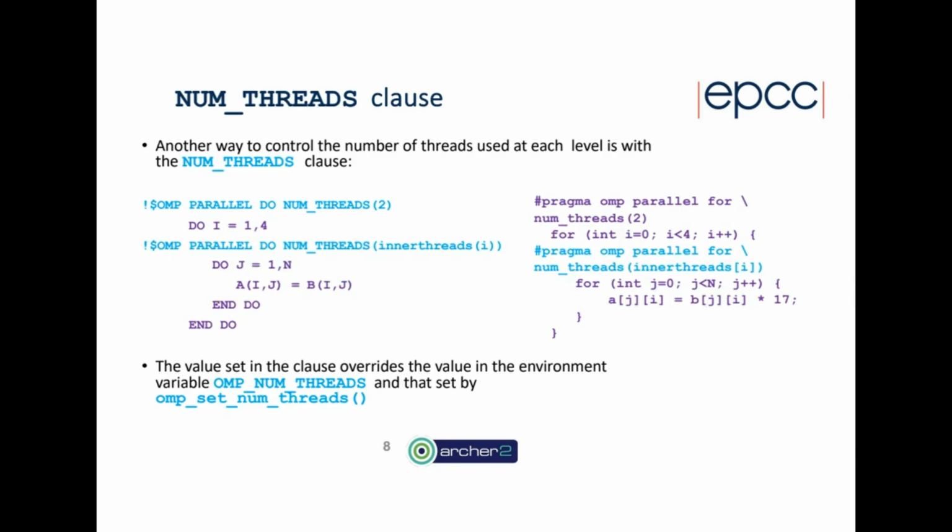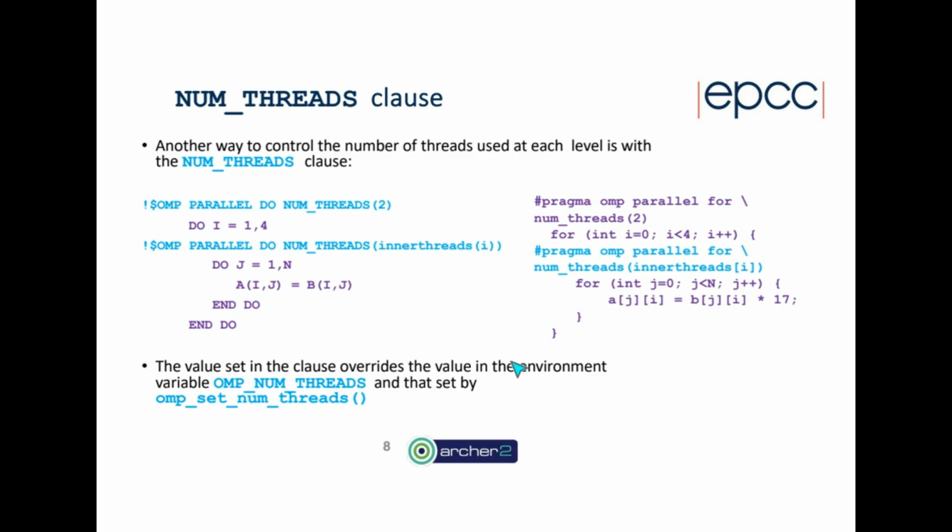The other way of doing it is using a num_threads clause. You can put a num_threads clause on the parallel region. And that does the same thing, but it doesn't change the internal control variable, it just overrides it and doesn't modify it. So you can choose to do it either way.